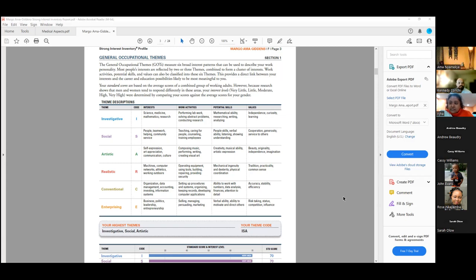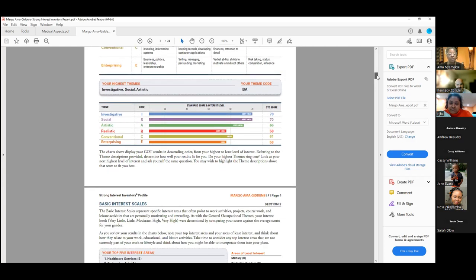Okay. You're good. It's based off of the Strong or the Holland code. Get a Strong Interest Inventory, then, moving towards the Strong. So that's why this is so important. All job classifications in the United States are based off of the Strong. So that's why it's very important.